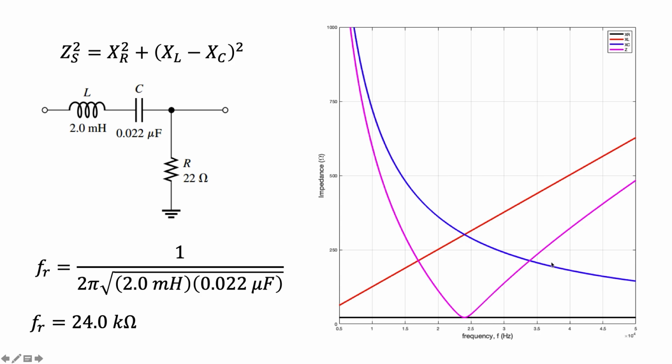Above the resonant frequency, XL is greater than XC, so that the total impedance follows XL and becomes linear as well. The current then slowly decreases.